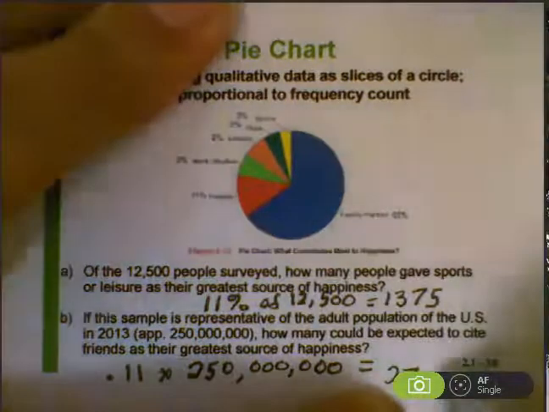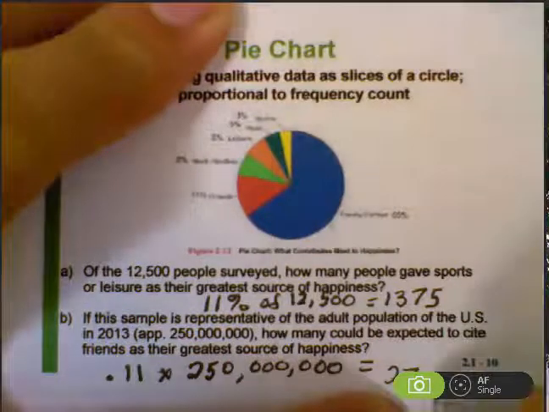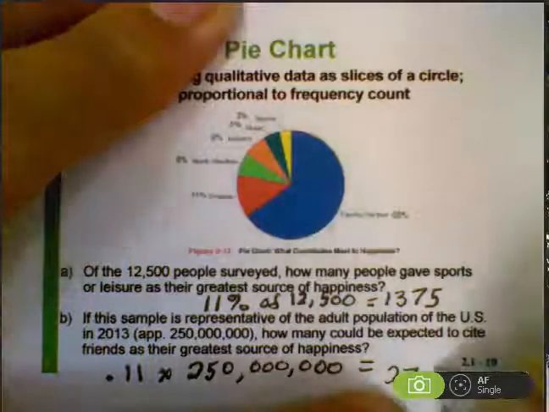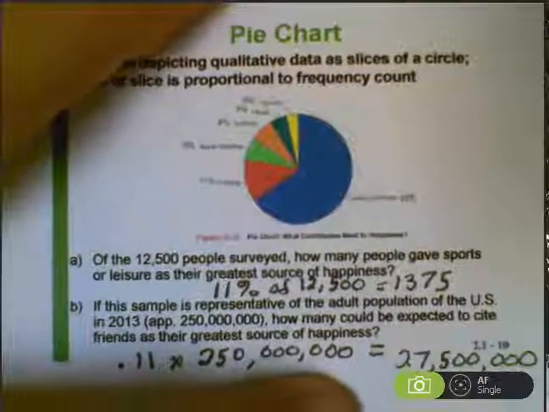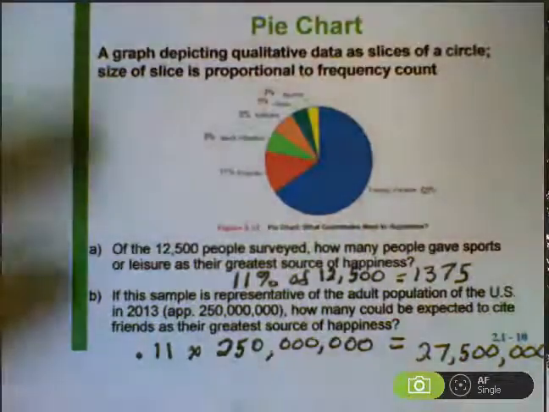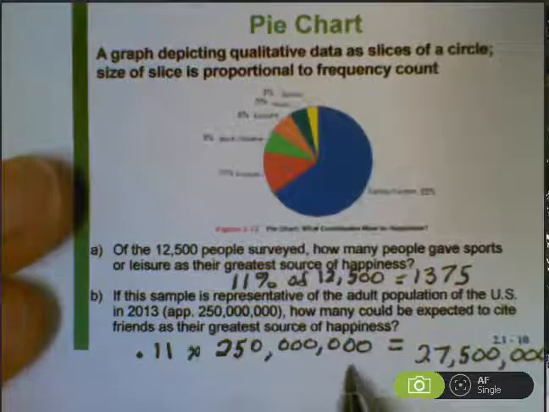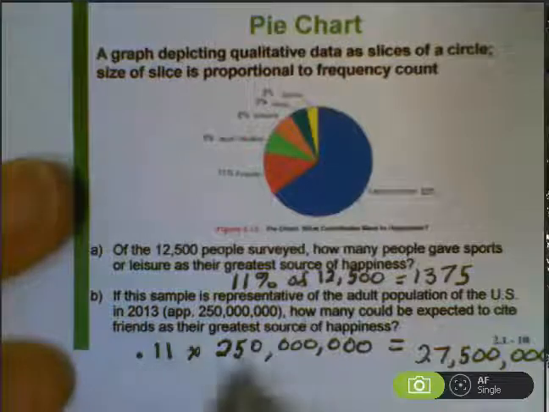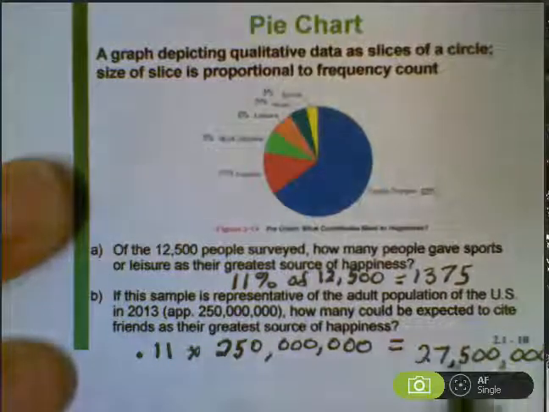No, I'm sorry, I'm not reading that correctly. It's 27,500,000. That makes sense because 10% of 250 million would be 25 million. This is just a little over 25 million.